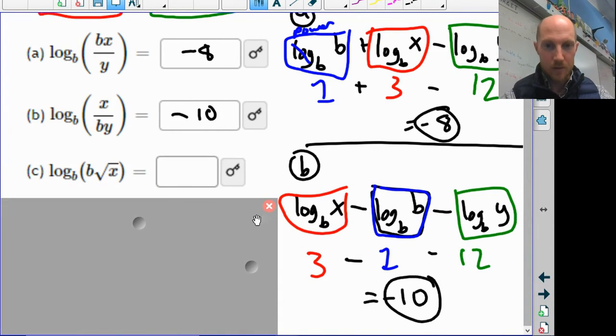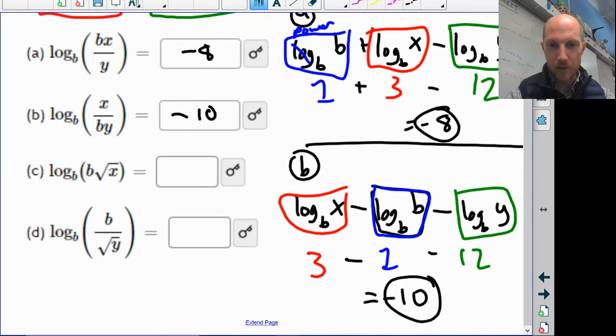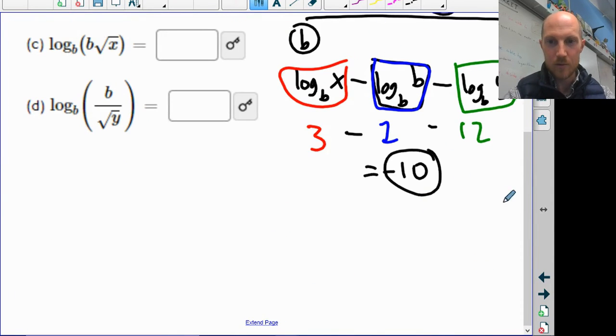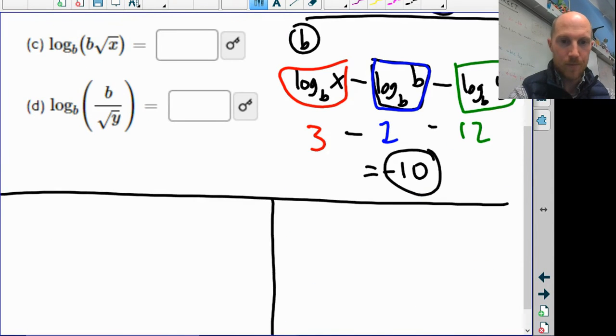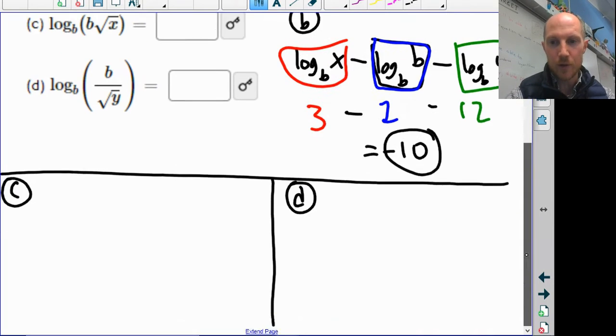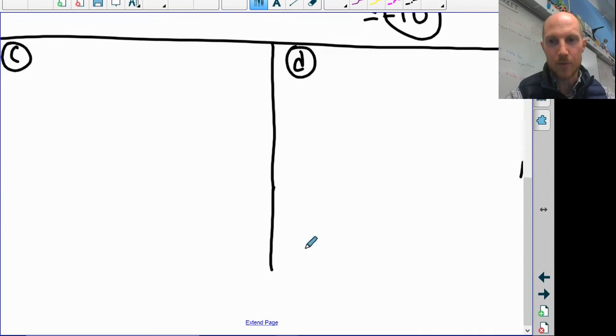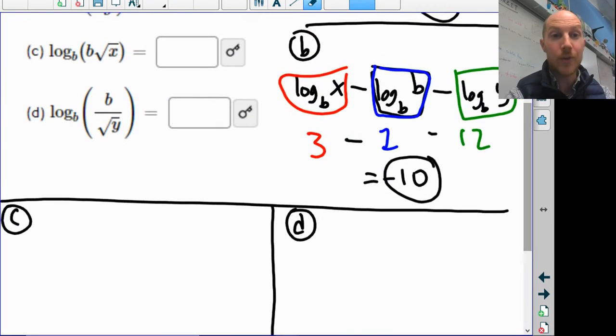Let's see if I can get some space down here. I'll do C, and then in a second we'll get to D over there. I don't know how much space they're going to need. Probably not that much, but anyway, C first.